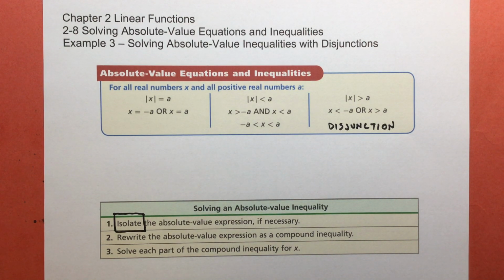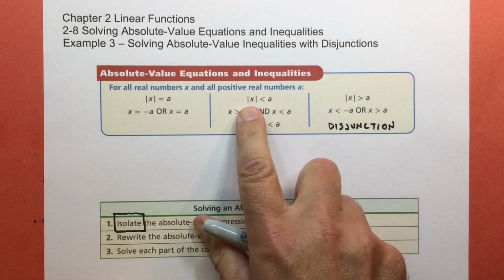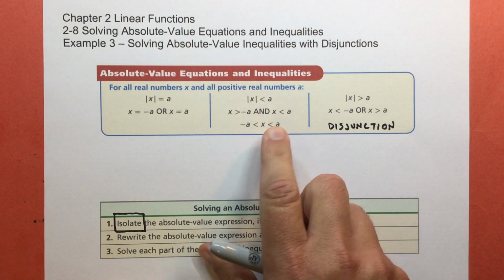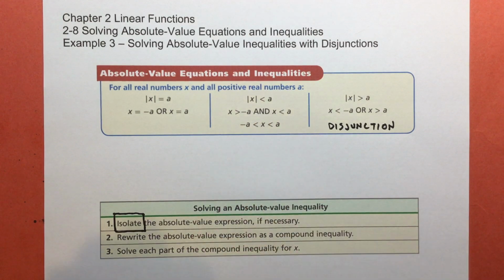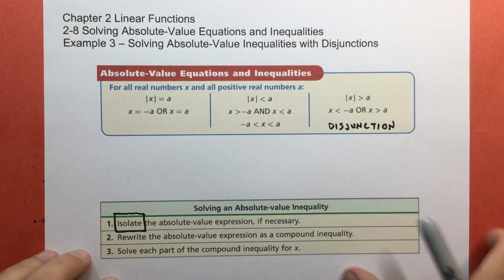In the next video, we're going to have absolute value of something is less than A, and that's going to use the word and. That'll be a conjunction. But we're going to save those problems for the next video. And then you're going to solve and graph. All right? Sounds pretty easy. Let's get started.